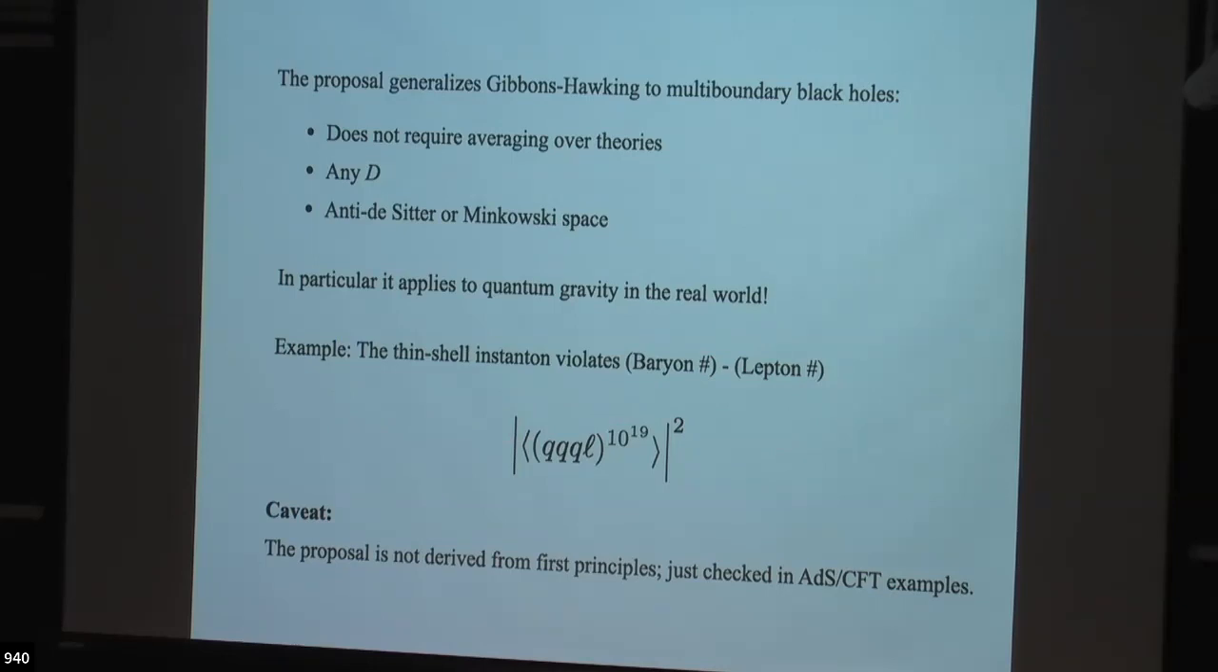So what happens if B minus L is a gauge symmetry, and then this instanton? Yeah, if you gauge B minus L, then the wormholes don't exist. You have to sum over fluxes inside the wormhole, and it makes the wormholes not exist, and everything is preserved. The proposal is not derived from first principles. It's checked in various examples, and has passed some tests.